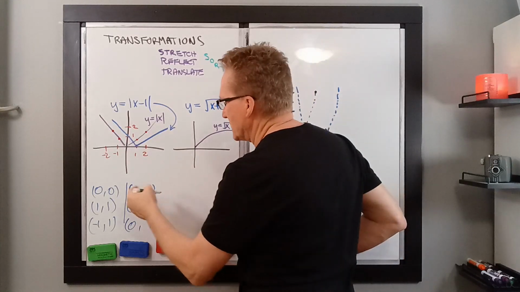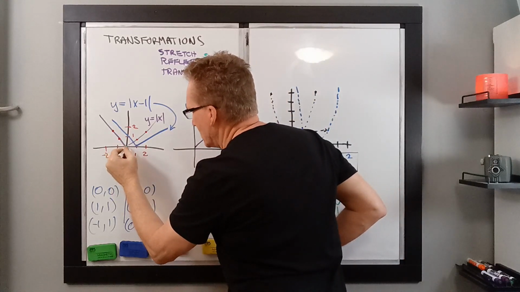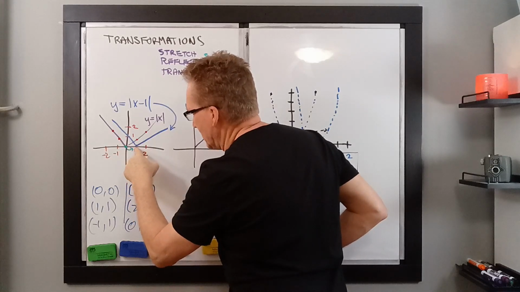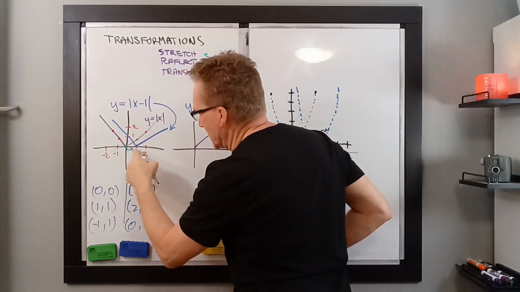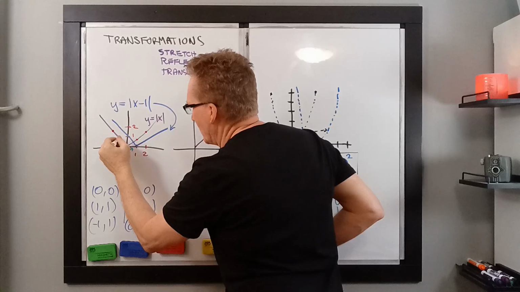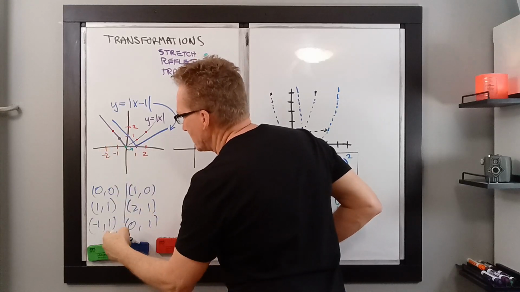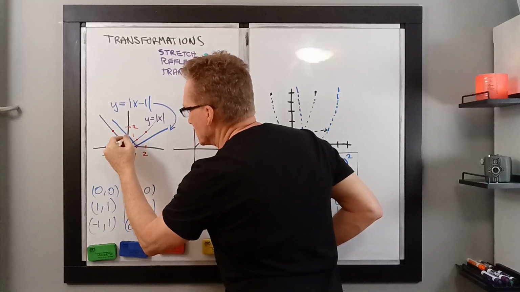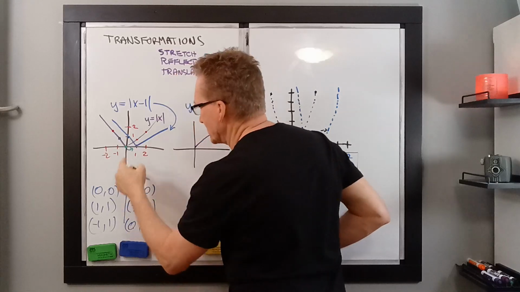Change colors on you. So this 0, 0 here goes to this point right there, which is 1, 0. The x value is 1. This value right here, which is minus 1, 1, goes to this point right here, which is 0, 1. So this works.